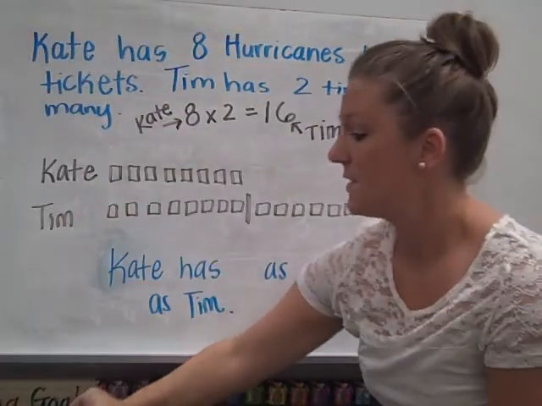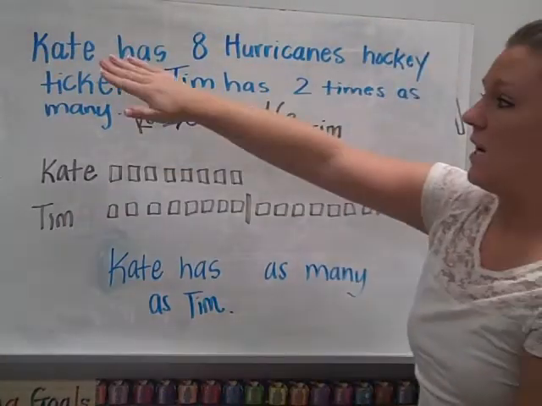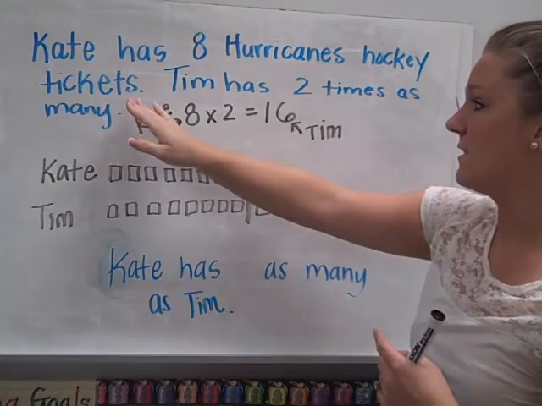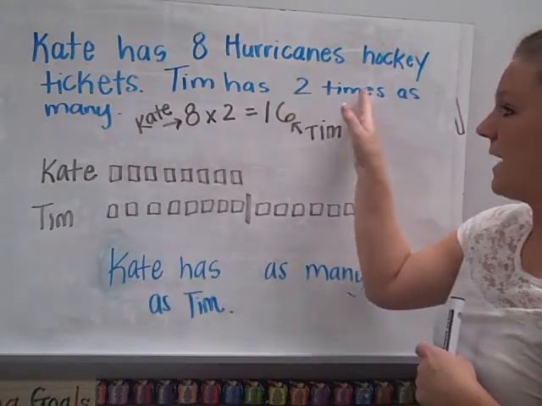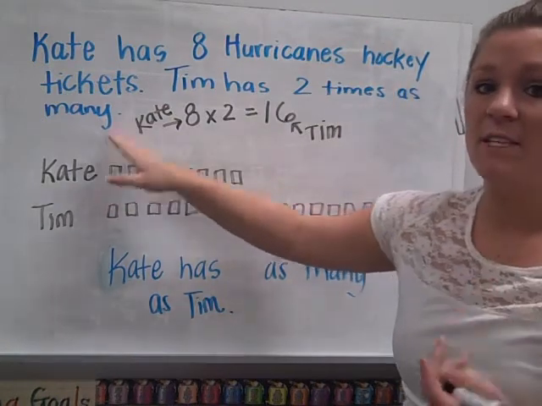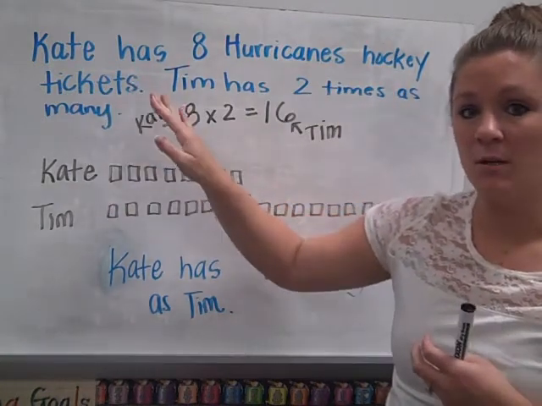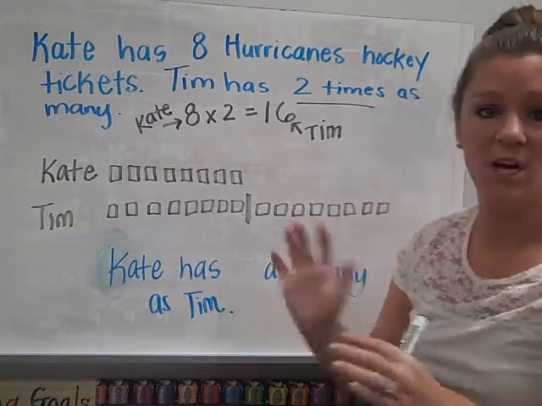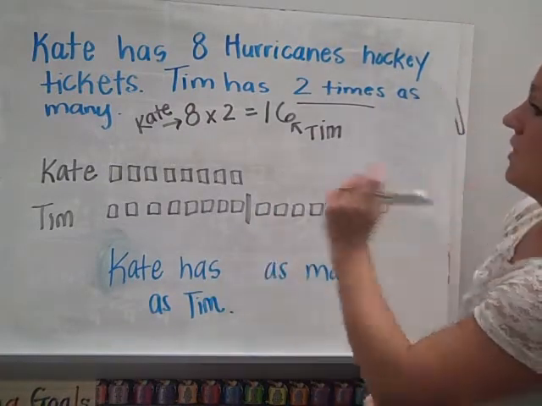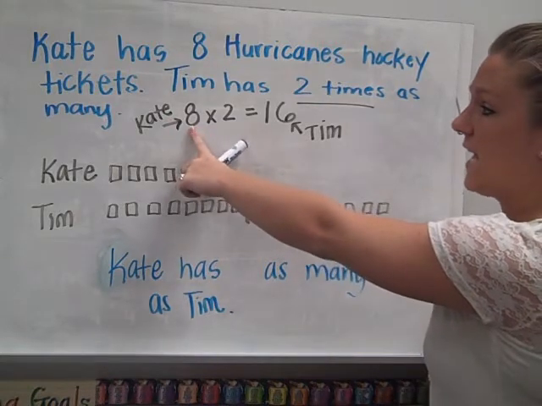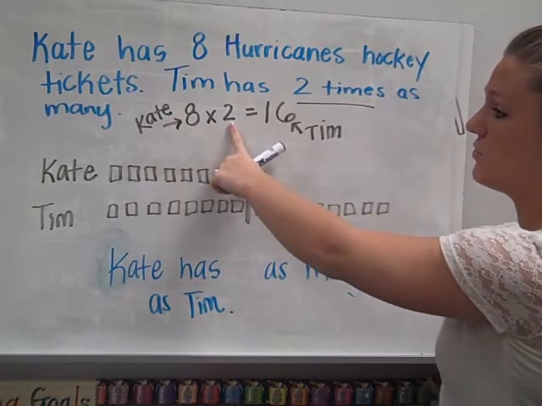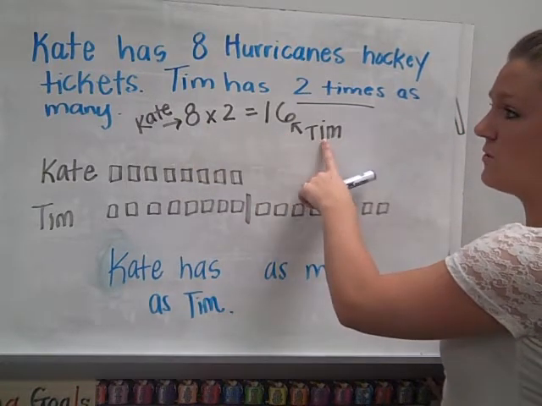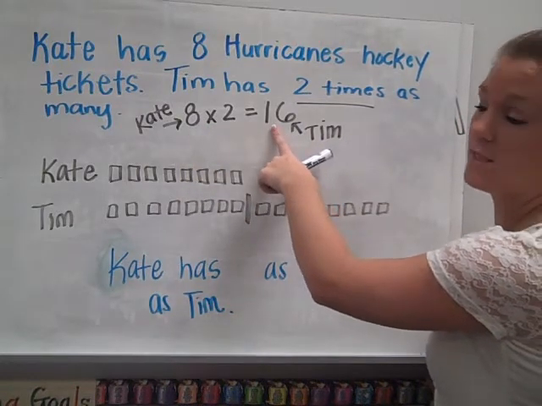All right, let's take this example. Again, this is what you're used to seeing. Kate has 8 Hurricanes hockey tickets. Tim has 2 times as many. Now this is what we call a times more comparison because I'm talking about multiplying, not talking about the fraction. So again, how we would solve that is that Kate has 8 and Tim has 2 times as many. So 8 times 2 is 16. So Tim has 16 tickets.